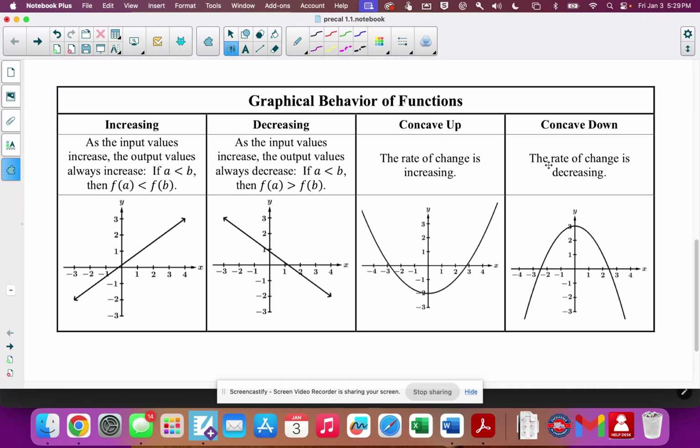The concave up and concave down, they're also intervals. Okay, so you're still talking about parentheses and brackets. So again, increasing and decreasing has not changed.